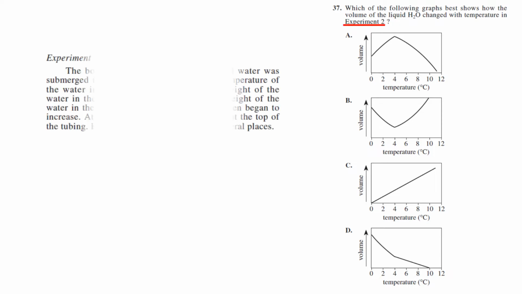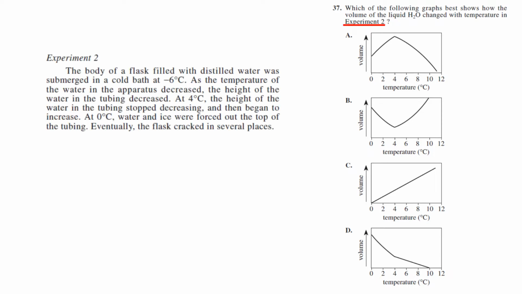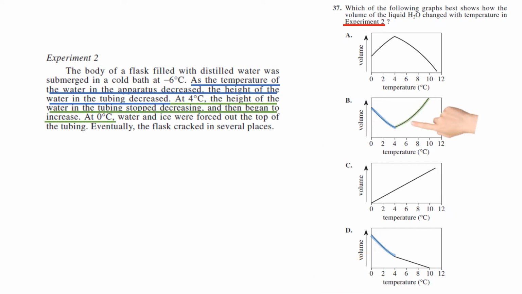Number 37, we're using experiment 2, which of the following graphs shows how the volume of liquid changed with temperature. So it says as the temperature of the water apparatus decreased, the height of the water in the tubing decreased. Don't be tricked by this -6 degrees Celsius. That's the temperature of the cold bath, right? We don't see the bath temperature. We just see the water temperature. So we're looking for an initial decrease, which we see in choice B and D. And at 4 degrees, the height of the water stopped decreasing and then began to increase. So that happens only in choice B. So your answer is choice B. This is just reading and putting the reading to the graph.